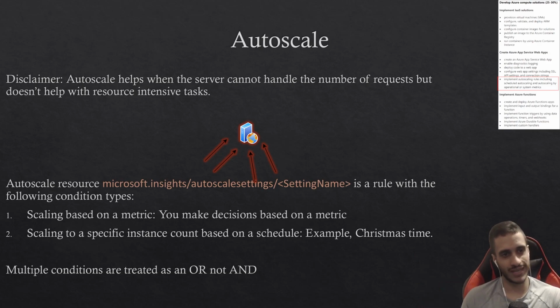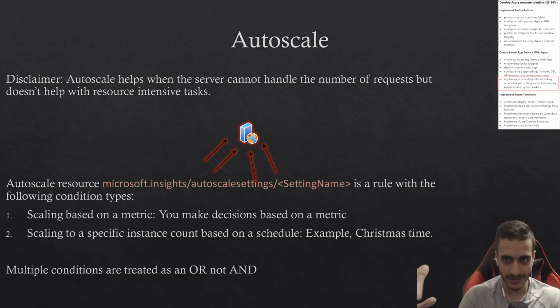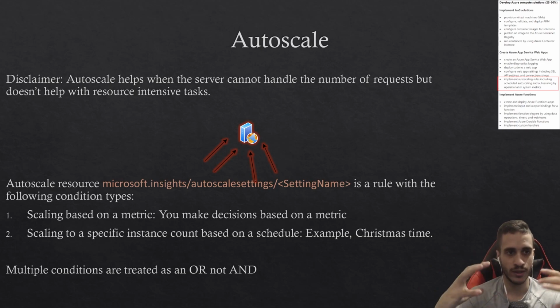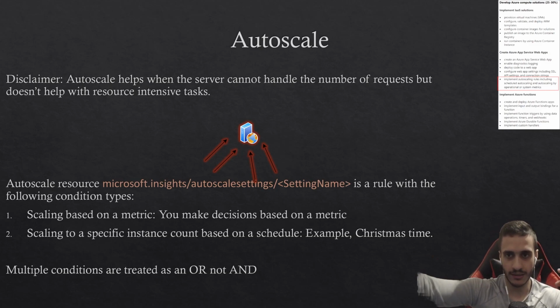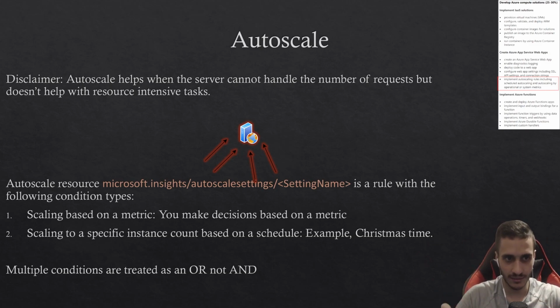Autoscale helps when the server itself cannot handle the number of requests, but it doesn't help with resource intensive tasks. Let me explain that. Usually Autoscale is helpful when there's literally not enough TCP sockets that a server can handle. That's useful because you can just spin up extra servers, your users won't get impacted, and new requests will still be served. But if you have resource intensive tasks on a very weak machine, adding more machines is not going to make a difference because those machines are essentially just weak. I hope that makes sense.